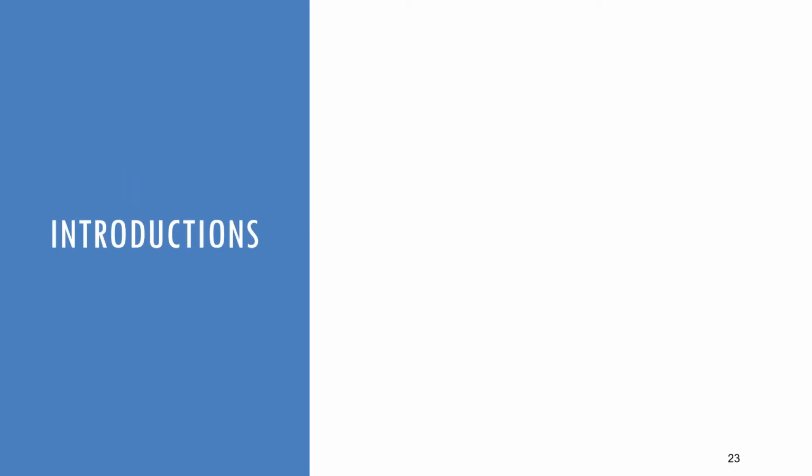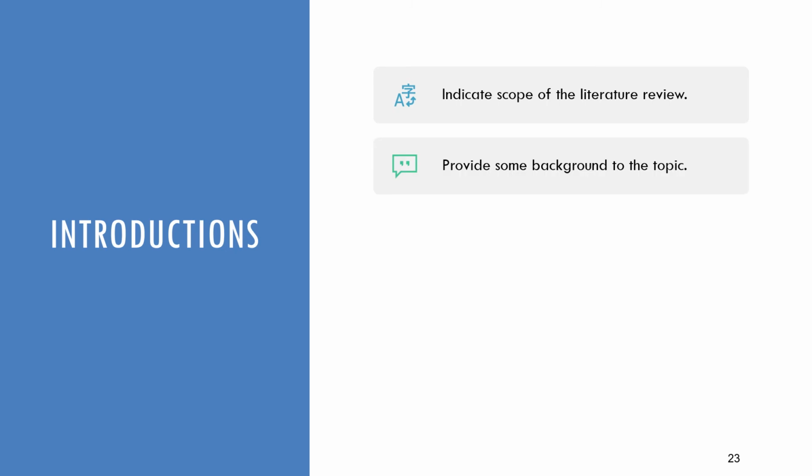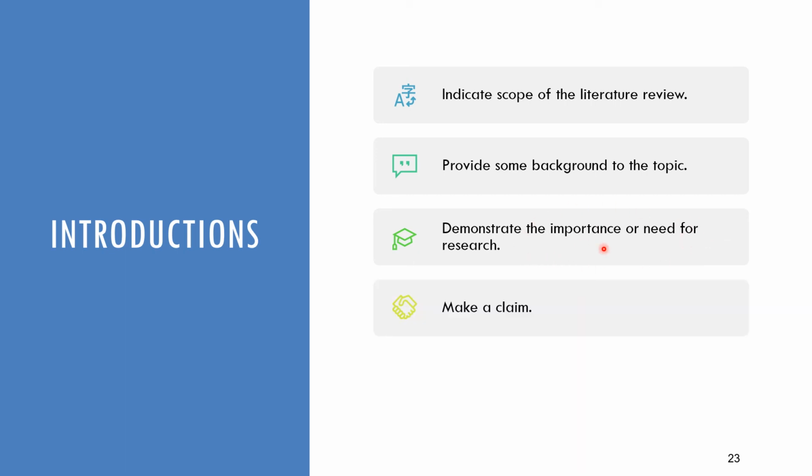Now, usually in new references, if you're doing a standalone literature review or it's a big part of your paper, in the beginning, in the introduction, you indicate the scope of the literature review, provide some background of the topic, because you don't want to use terminologies and words that are not understood by the reader, and then you demonstrate the importance for research, make a claim. Remember that there is an importance for application and there is importance for research. Importance of the application may come in the beginning, but then you also need to show the importance of the research of the literature review.